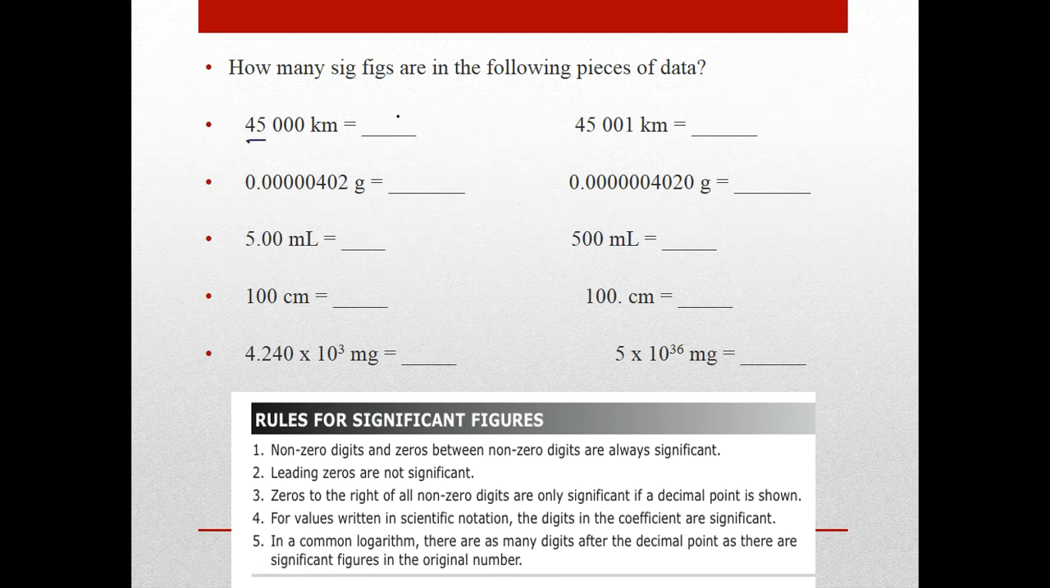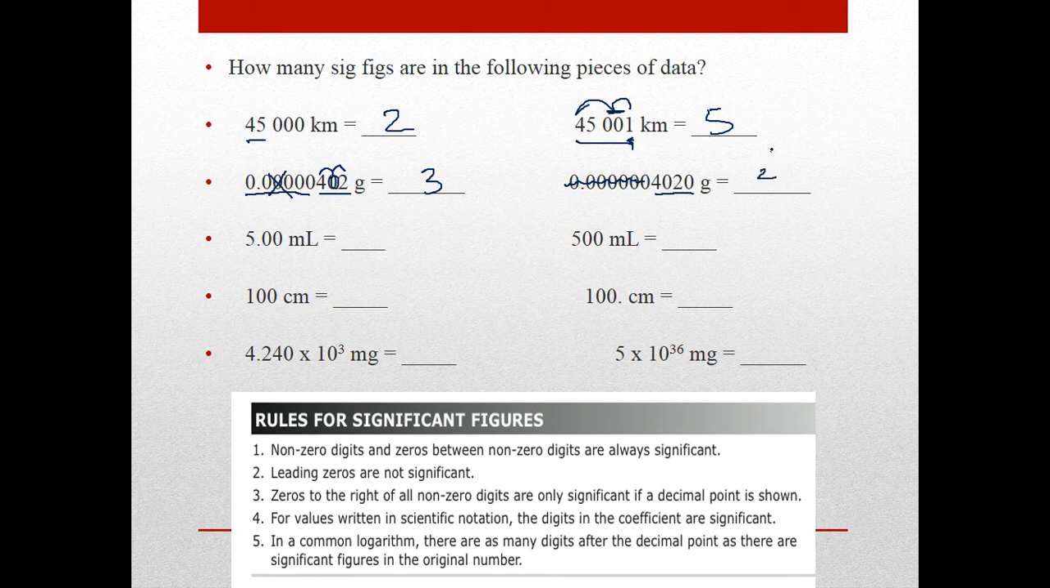So this one has 2 sig figs. We have a non-zero here at the end, so all 5 of those end up being significant. Remember that zeros between non-zeros are significant. These leading zeros are not significant, so these guys don't count. But the 402, all 3 of those do count because this zero is between 2 non-zeros. Again, leading zeros are not going to count.